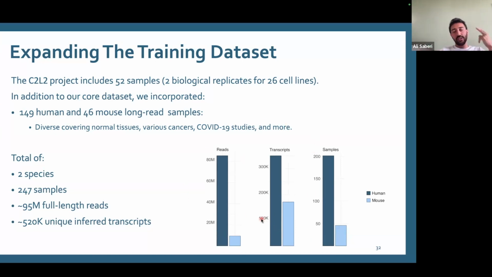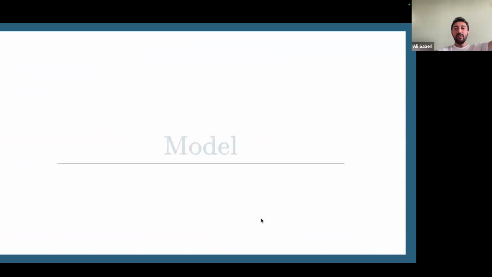2 species, nearly 250 samples, nearly 100 million long read samples, and more than 500,000 inferred transcripts. When I say inferred transcripts, it means different combinations of exons and introns, different combinations of different RNA molecule structures. So this is our training set. Now let's go for the model.